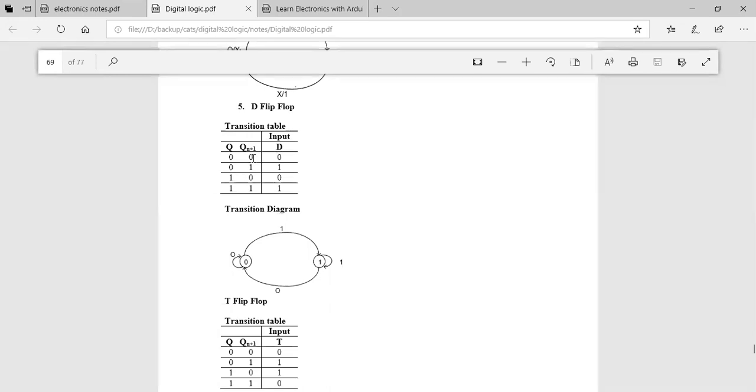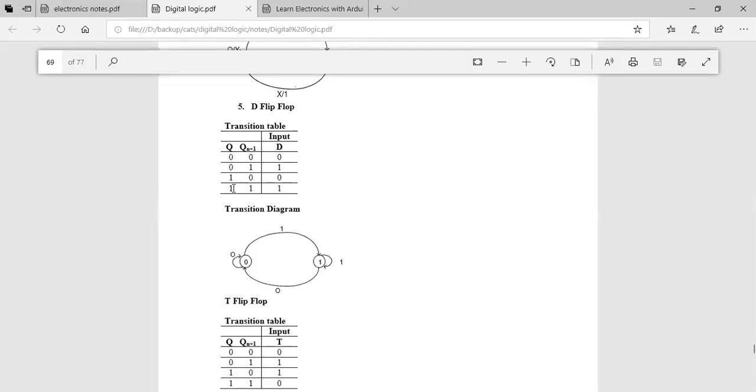If I want an output of 0, what do I expect to put at the input? 0. Please remember I said, if you want a 0 output in a D flip-flop, then input a 0. If you want a 1 output, then input a 1. So like now, Qn plus 1 is 1, then D should be 1. The same case here, when we have 0, D should be 0. When you have 1 here, D should be 1.